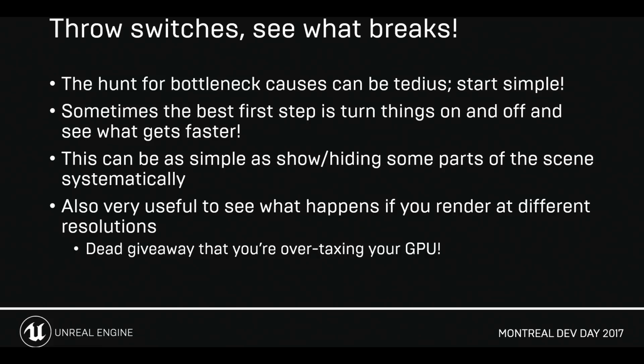Next, part of our process, probably the first thing anybody at Epic does when they start profiling stuff is just to start throwing switches and see what gets better or see what breaks. So that's an easy way to find bottleneck issues, figure out where they are. Sometimes the best first step is just to go through this process. It's usually as simple as just showing and hiding different problem areas so you can see what things are hitting you the hardest. It's also useful to see what happens at different render resolutions, which we kind of already talked about.